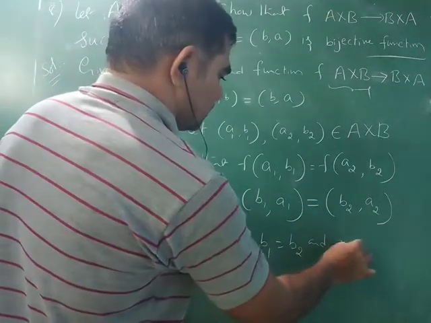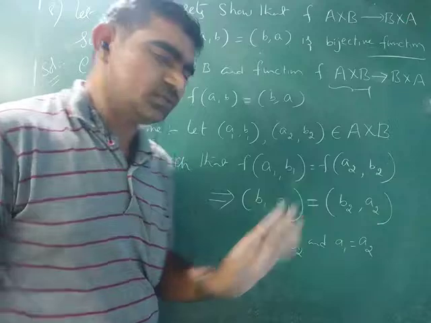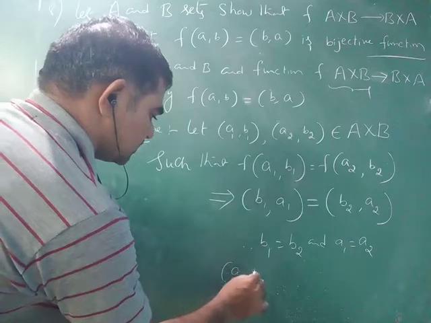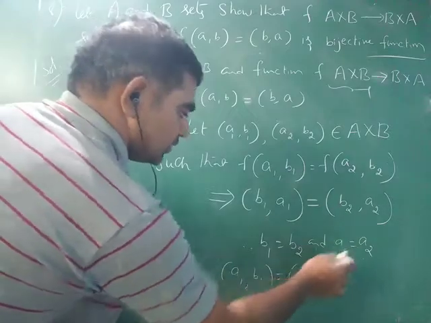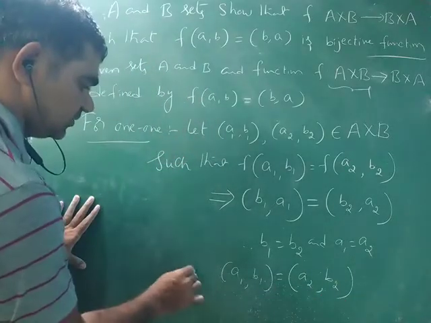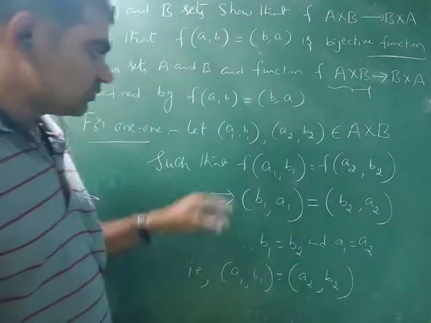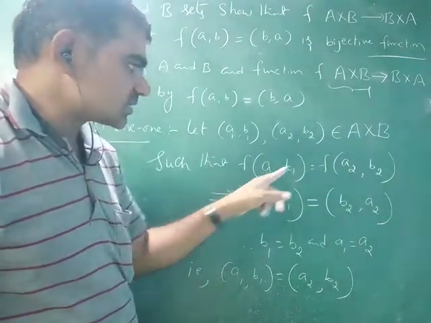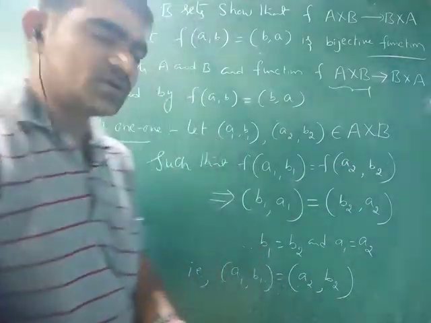And a1 equal to a2. b1 equal to b2 and a1 equal to a2. That means what is a1 comma b1? Therefore, a1 is nothing but a2. b1 is nothing but b2. So we started here like that. f of x1 is equal to f of x2. We got x1 equal to x2. a1 b1 is equal to a2 b2. Hence f is one-one.